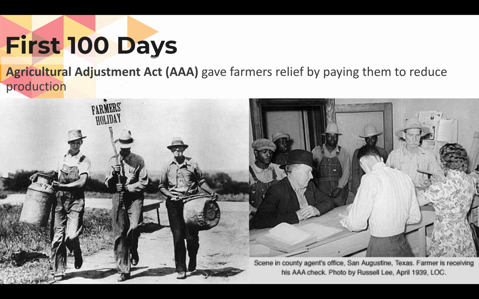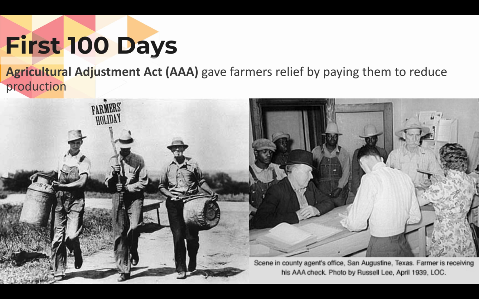And the idea behind that was to reduce crop surplus and to just generally raise prices of agricultural goods. This was designed to help farmers so that their prices could go up and that they could, again, start making profits. Eventually, it was ruled unconstitutional because it was seen as out of the jurisdiction of the federal government.